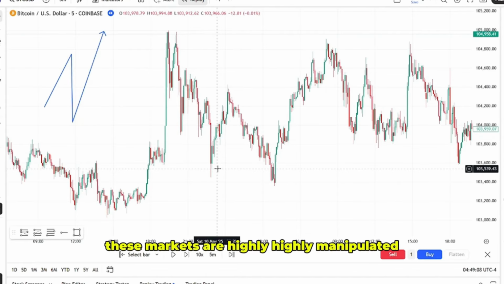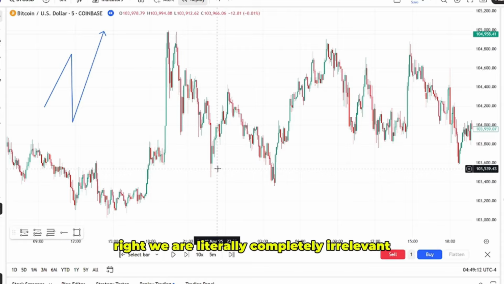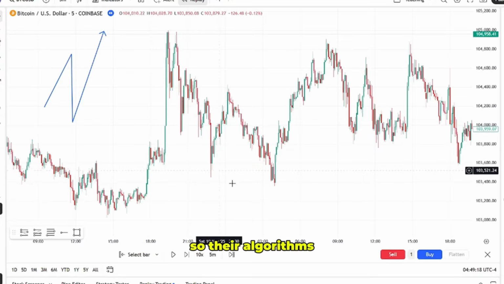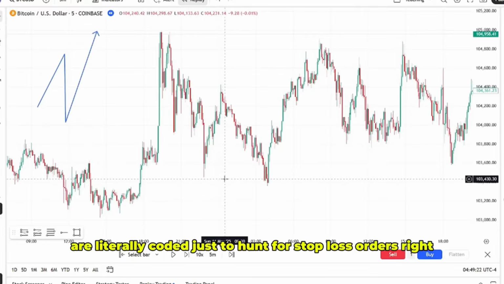These markets are highly, highly manipulated, and they're designed not for me and you to make money, right? We are literally completely irrelevant. It's designed for those who have billions to get in and out of their positions, right? So their algorithms, which trade the lower time frames, are literally coded just to hunt stop loss orders, right?